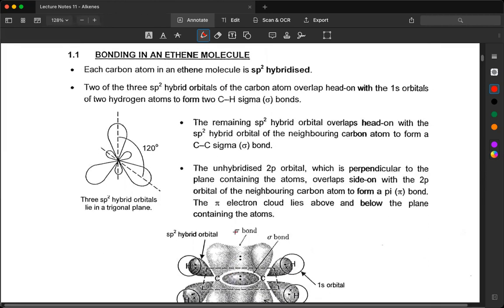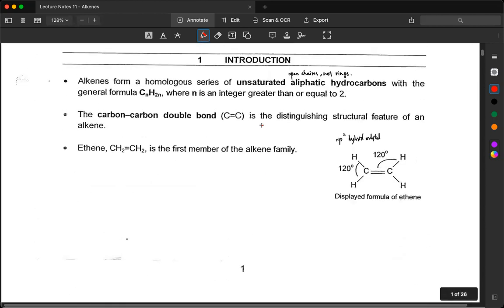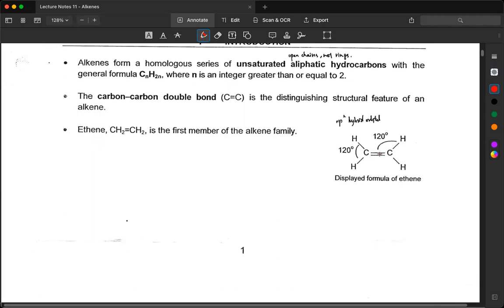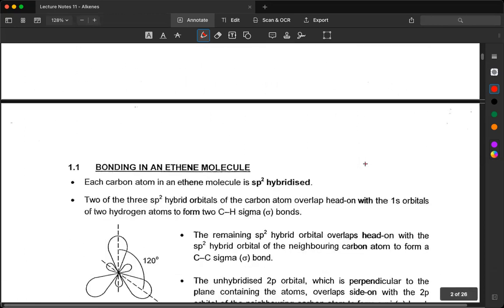Okay, so in sp2 hybridized orbitals, the 1s orbital of the hydrogen atom will overlap with the carbon to form the sigma bond. There is one more 2p orbital that's not hybridized, which will form the pi bond. sp2 means there are three orbitals involved, and they form a hybrid orbital, sp2. Also, we notice that the shape around each central carbon is trigonal planar. That is the shape of the molecule.